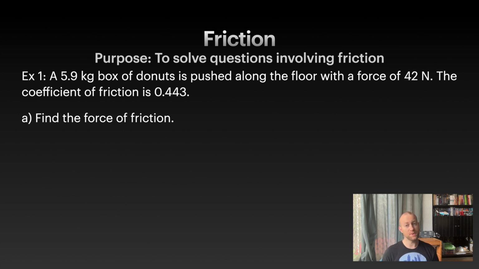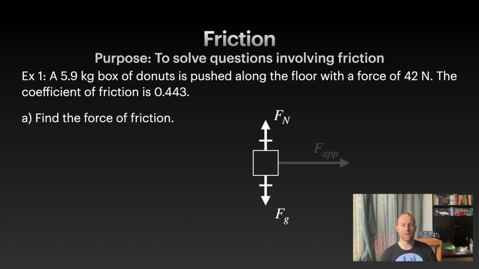We've got a box of donuts pushed along the floor with 42 newtons being applied. The coefficient of friction is 0.443, and we want to know what is the force of friction. So let's take a look at our free body diagram and see what's going on. So here's a box of donuts. We've got force of gravity down, normal force up. Those two are going to be equal because we're not accelerating up or down. We've got an applied force, and we've got force of friction. And we aren't told if we're accelerating or not, but we're going to assume that, because it would have to tell you it's moving at constant velocity for these two forces to be balanced.